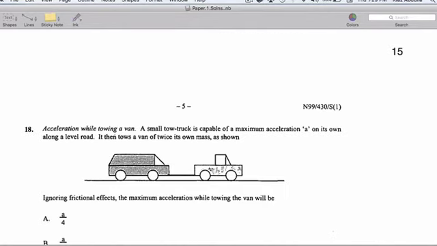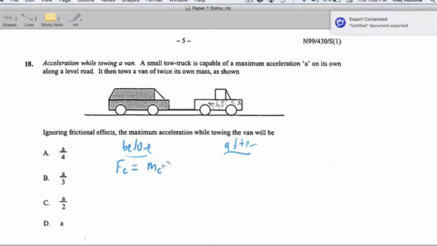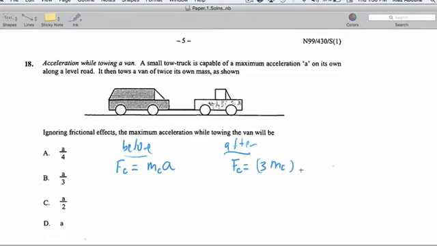And for number 18, the acceleration while towing a van. This is where we're going to need to do a bit of comparison, so let's be clear on this. So first, let's do a before and an after. Before, I've got the force just on the car, and that equals mass of the car times A. Afterwards, what's going to happen? I'm going to have force of the car equals 3 times mass of the car times this new acceleration that I'm solving for. Let me do a little comparison.